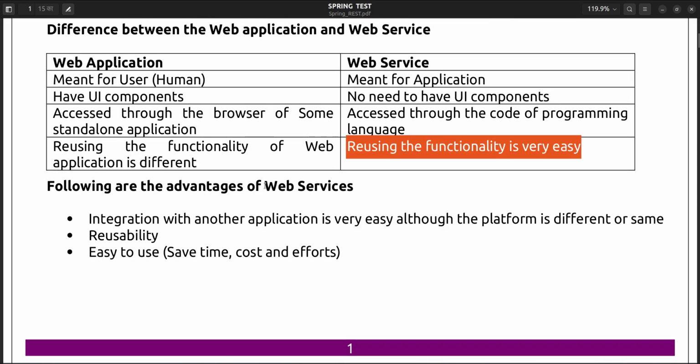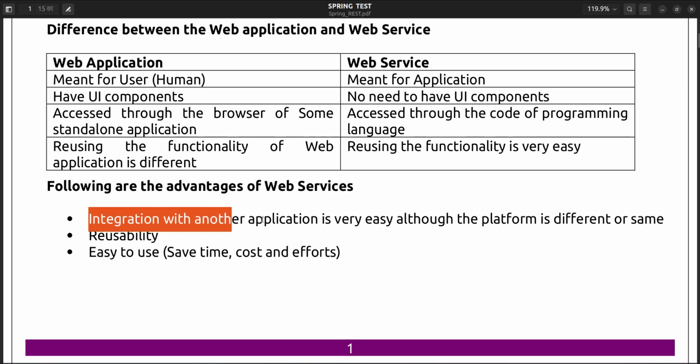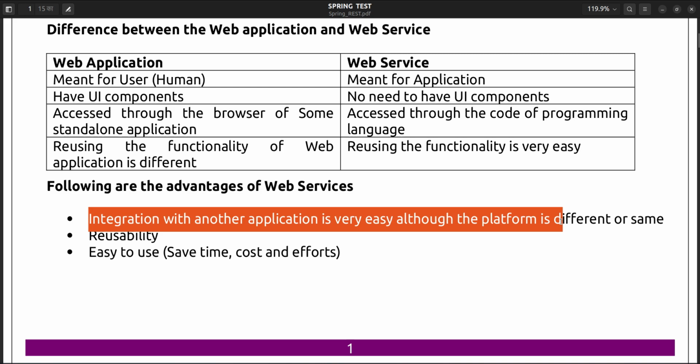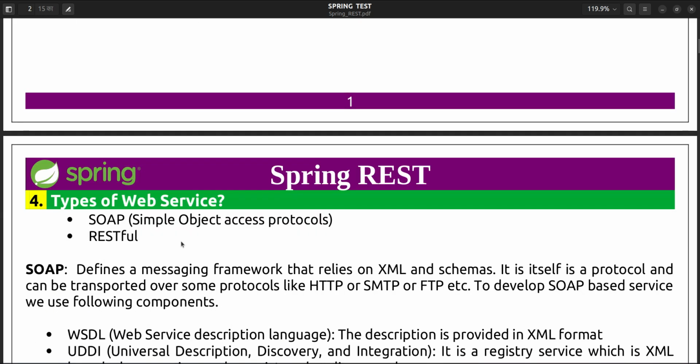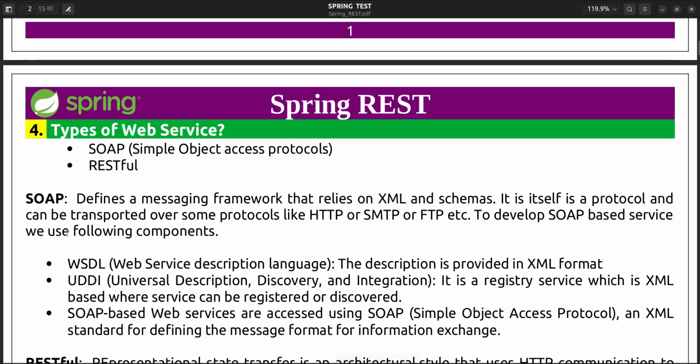Following are the advantages of web services: integration with another application is very easy because the platform is defined, and there is reusability, ease of use, and saving of time, cost and effort. Now there are two types of web services. One is SOAP, the Simple Object Access Protocol, which is not used nowadays. The other is RESTful, which is used nowadays.